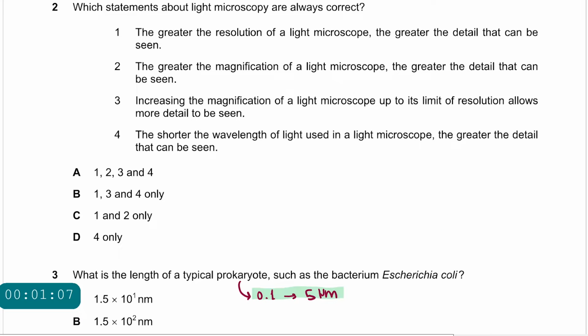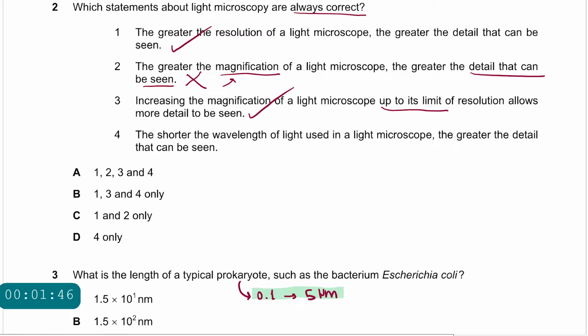Question 2. Which statements about light microscopy are always correct? 1. The greater the resolution of a light microscope, the greater the detail that can be seen. This is obviously correct because the resolution is the ability to distinguish between two separate points, and the shorter the wavelength of the light, the greater the resolution. Number 2, the greater the magnification of a light microscope, the greater the detail that can be seen. This is incorrect because it's always up to the limit of resolution. Coming to point number 3, increasing the magnification of a light microscope up to its limit of resolution allows more detail to be seen.